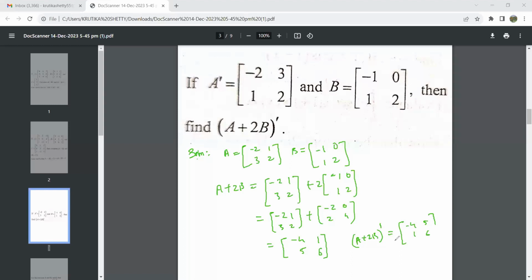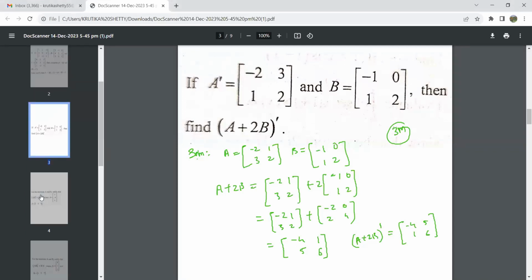So this is a 3-mark question. Just make a note of this. Then we will discuss one more question. Such type of question will be asked for 3 marks. Take a screenshot, and then we will discuss the 4th question and then stop.